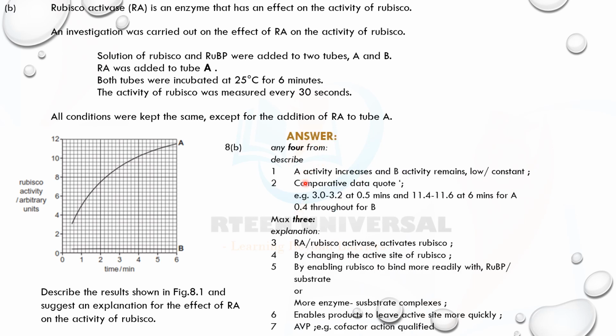So you see the description part, you have to state the trend and quote data. Now this is the explanation part. Rubisco activase works by changing the activity. So why does it increase? What is the effect of Rubisco activase? It activates it by changing the active site of Rubisco, or by enabling it to bind more readily so that more enzyme substrate complex forms, or enables product to leave. It's acting as a cofactor. All right guys, let's look at this.